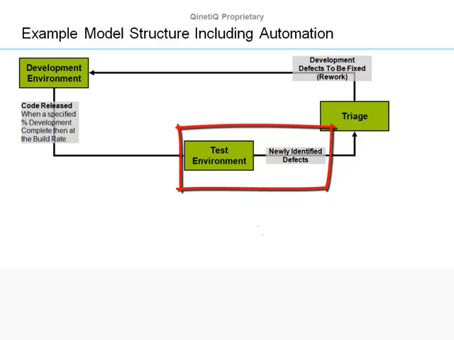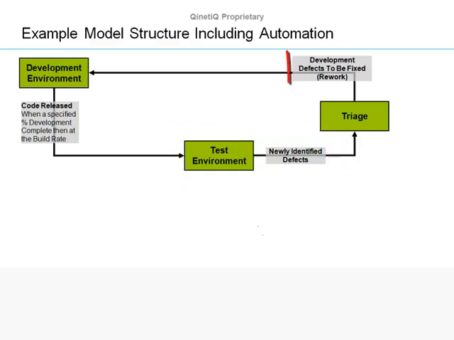From testing, we run the test case against the code. That'll identify defects. The defects are then triaged to see whether they're going to be fixed or not and where the problem lies. And that is fed back to the development environment to fix the problem, which may result in more defects being introduced. So that's a high-level view of the code test triage cycle.